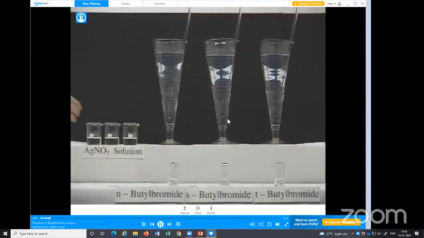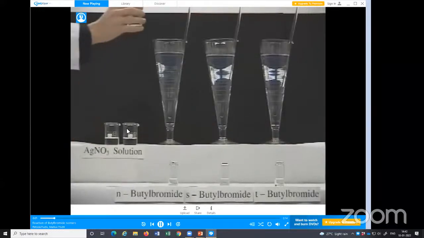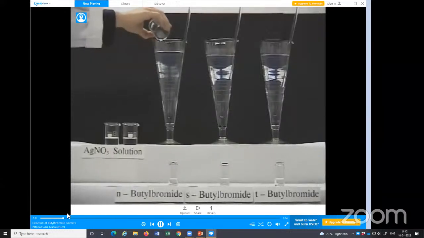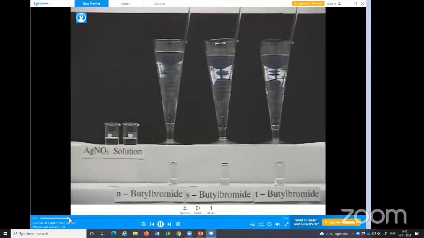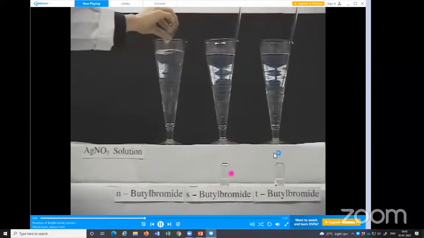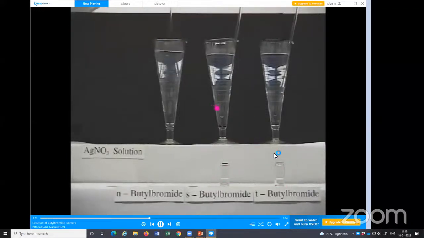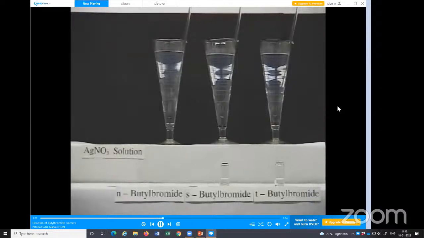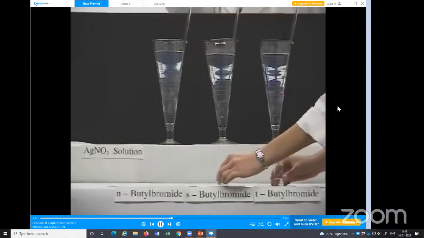So there are 3 containers, each containing alcohol, and typically you can pre-add the silver nitrate, but in this experiment it's shown that silver nitrate is added to each one of them. So let's finish that fast and add the n-butyl bromide to the first one, and secondary and tertiary to the second and the third ones. And let's see what happens. Pay attention to what happens here, because the tertiary will be added here.